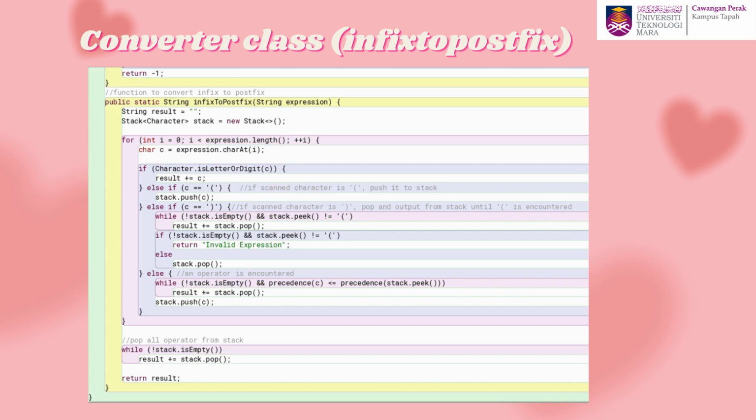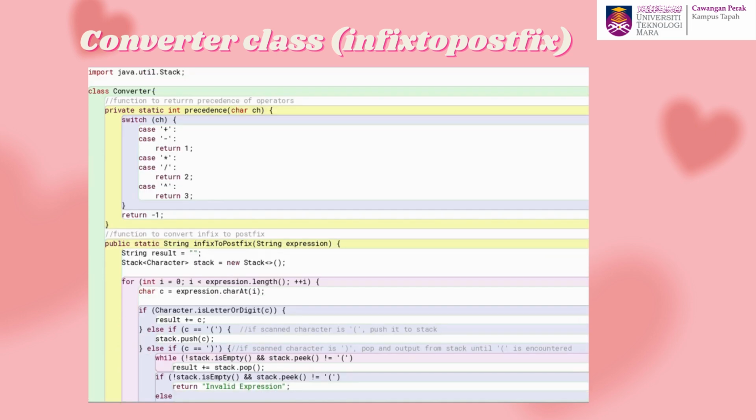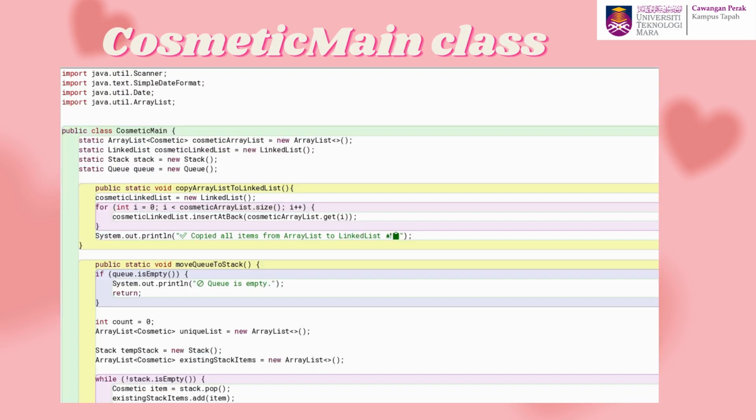If it's an operator, pop from the stack if the operator on top has higher or equal precedence, then push the new one. Finally, pop all remaining operators from the stack and add them to the result. So overall, this class helps convert expressions into postfix format, which is useful for evaluating math expressions step by step using stacks. This is the main class where the entire cosmetic inventory system is controlled.